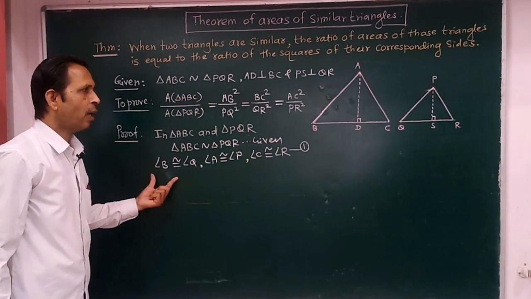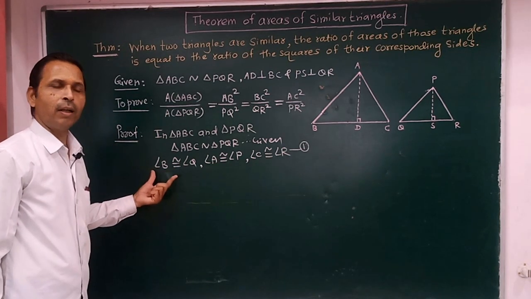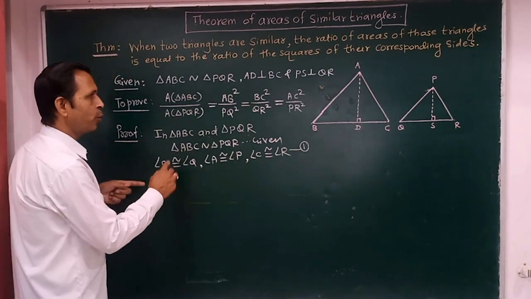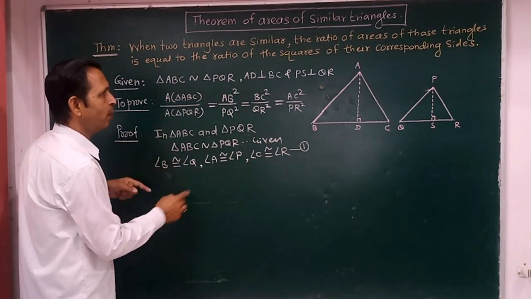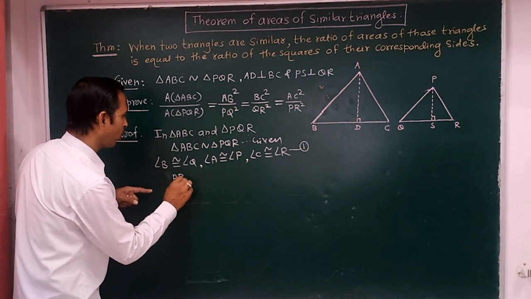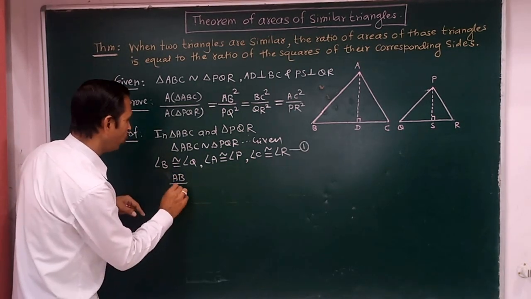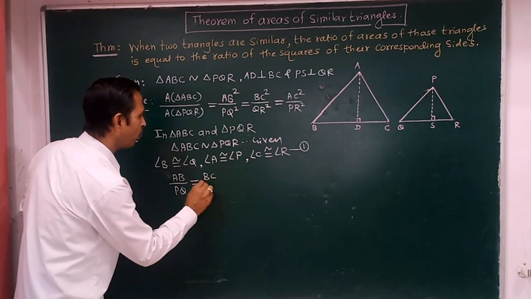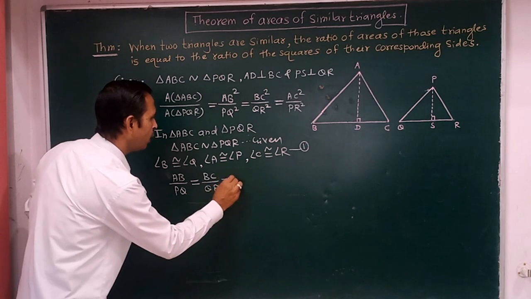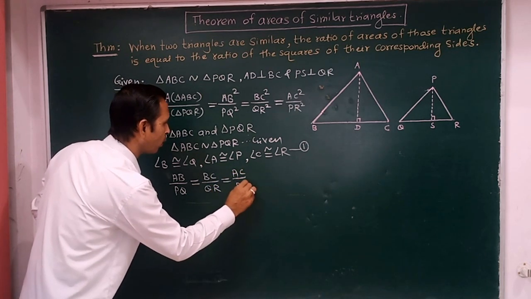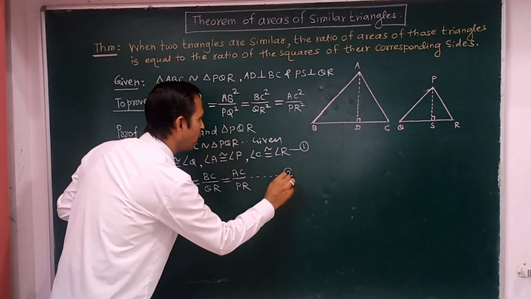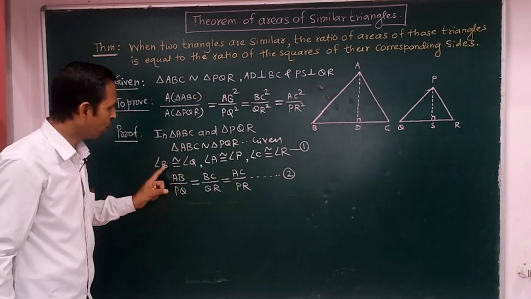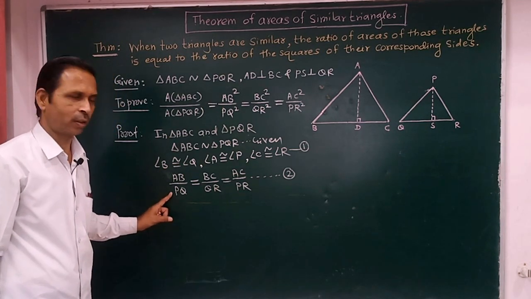Now when the angles are congruent and the sides are in proportion, write the proportion of the sides because the triangles are similar. AB upon PQ is equal to BC upon QR and is equal to AC upon PR. Now these are two statements we write here because the triangles are similar. These two statements are very important.